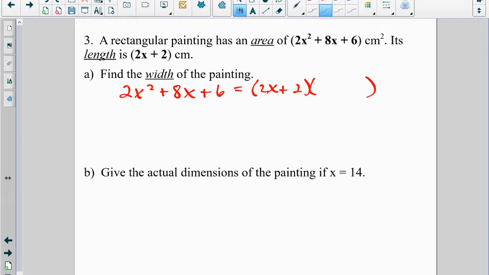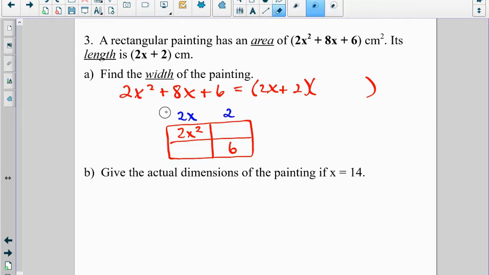So let's use our area model to try to figure this out. So in my area model, I have 2x squared and positive 6. And I know one of my lengths was, where was it? The length is 2x plus 2. I guess I'll put that across the top. I could have put it down the side too. I guess it doesn't really matter. But let's see if we can fill out the rest of our area model here.